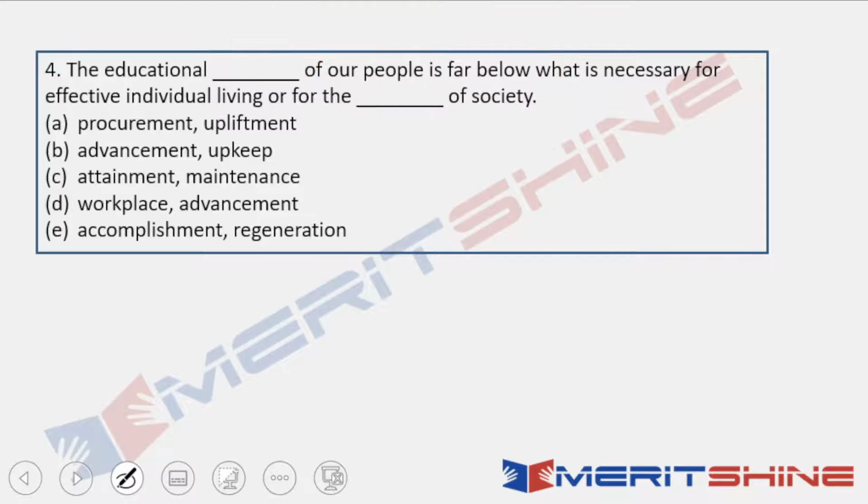So, let's look at the options again. OEM method. You have educational procurement. Can educational procurement be any word also? Procurement is to buy. So, how can you have educational procurement? Eliminated. Educational advancement can come for individual living or for the upkeep of the society, both positive words.